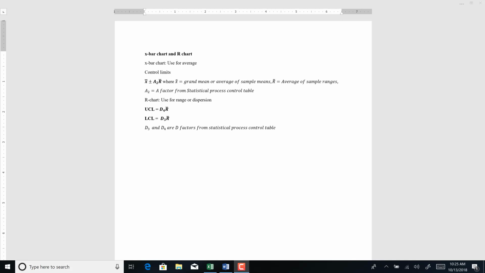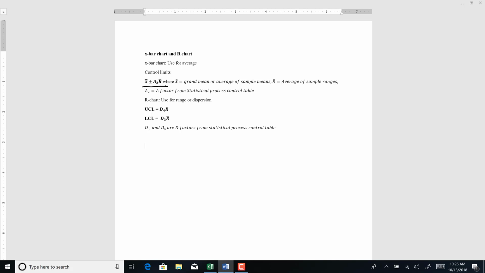In this lecture, I will talk about xbar and R charts. Xbar chart is used for measurement data where we are interested in measuring the average. The formula for xbar chart is x double bar ± A2 R bar, where x double bar is the grand mean or average of sample means, R bar is the average of sample ranges, and A2 is a factor from statistical process control tables. I will give you a statistical process control table and you have to look for A2.